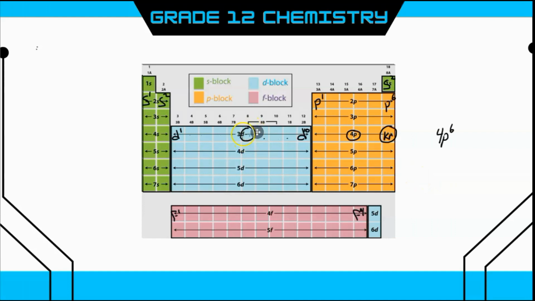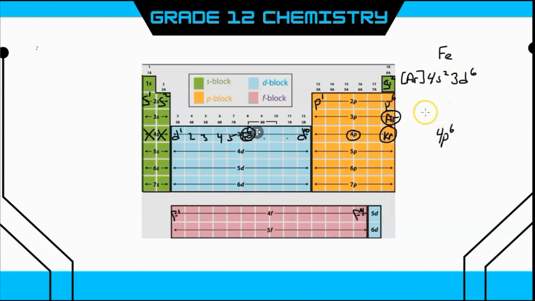Let's look right there. Right there is iron. So the closest noble gas to iron is right here, which is argon. So for iron, we are going to write its electron configuration as argon, and then we have to add. From this point on, we're going to add 4s2. And then these are our 3ds, and we are going to go from 1, 2, 3, 4, 5, 6. So 3d6. And that's all there is to it.